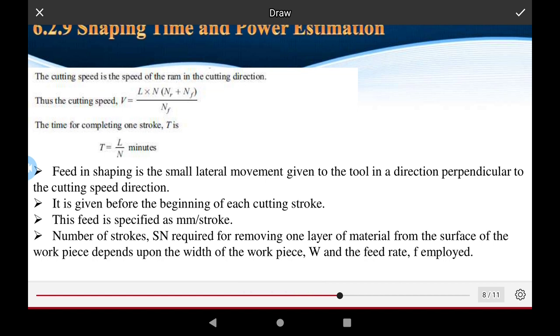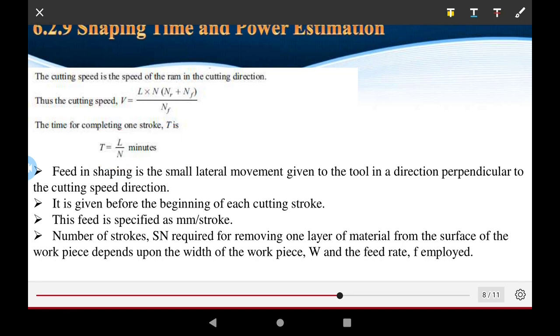The time for completing one stroke is T equals L upon N, where L is the length of the bull gear and T is the time in minutes. This is the second formula, the time for completing the stroke T. The value of T equals L upon N, where N is the number of rotations for the stroke.